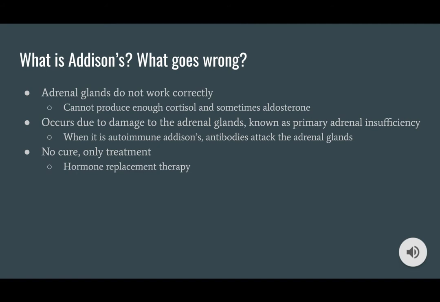Addison's disease occurs when the adrenal glands do not work correctly due to damage. This damage can occur for many different reasons that will be discussed later, but it results in the lack of production of the hormones cortisol and sometimes aldosterone. There's no cure for Addison's, there's only hormone replacement therapy, which is often very effective. However, if it's left untreated, it can cause death.